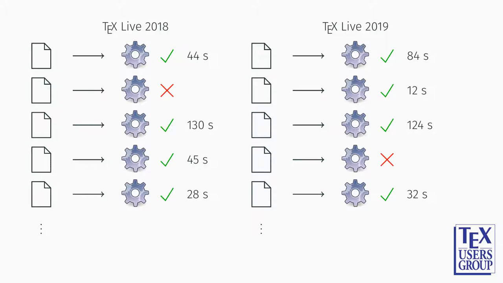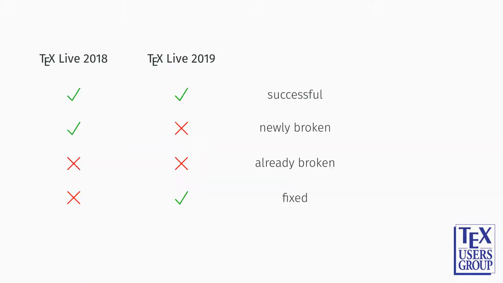After all templates have been tested, we split them into four categories that we can see in this table. Most templates usually compile without errors with both images, and we'll call them successful. Some templates ran successfully the previous year, but have errors with the new image, and we'll call them newly broken. Other templates were already broken the previous year and still have errors with the new image. We'll call them already broken. And finally, some rare templates were broken the previous year and now compile without errors. We'll call them fixed.